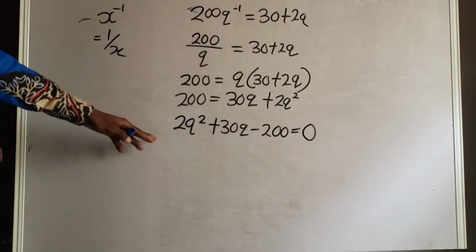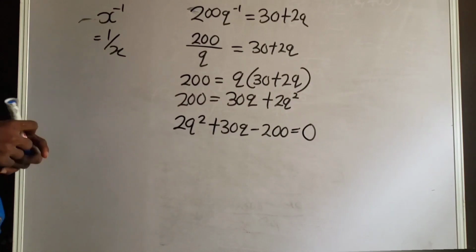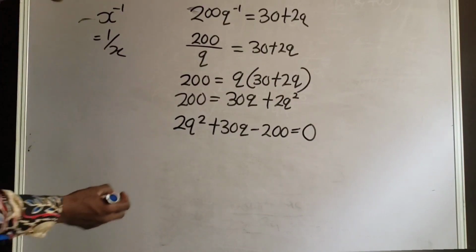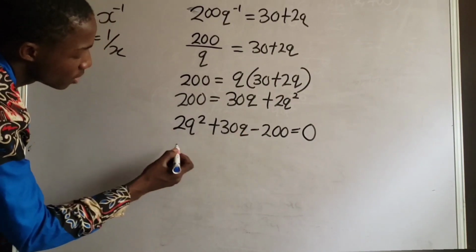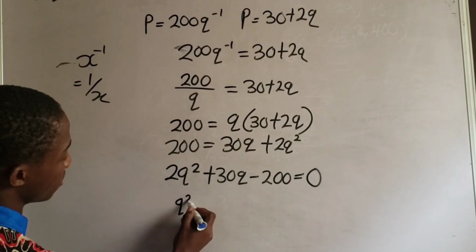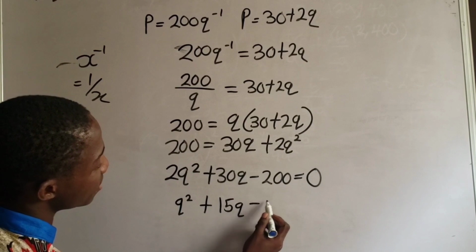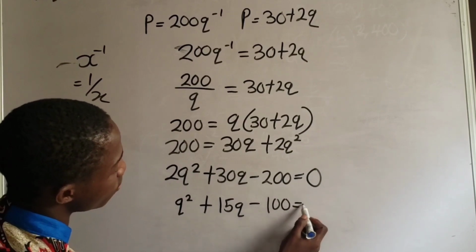So now let us solve the value of Q in this equation. We're going to use the formula method. And before that, I can reduce this equation by dividing all through by 2. If you divide all through by 2, I'm going to have Q squared plus 15Q minus 100 is equal to 0.